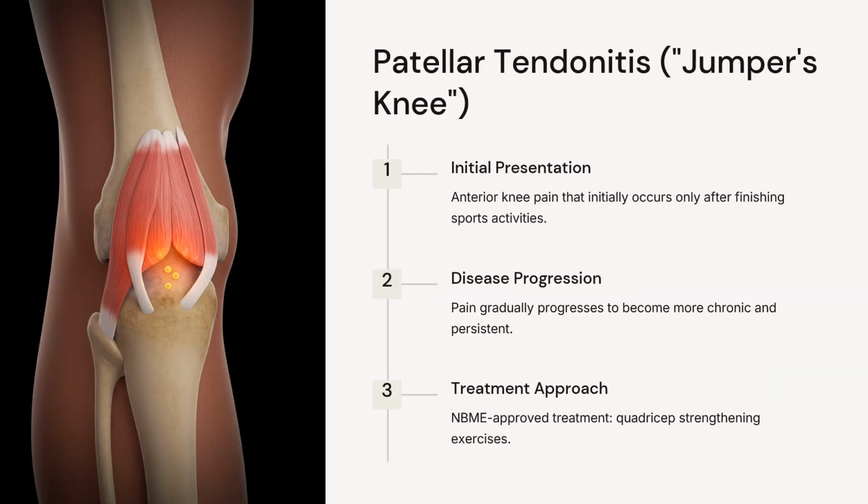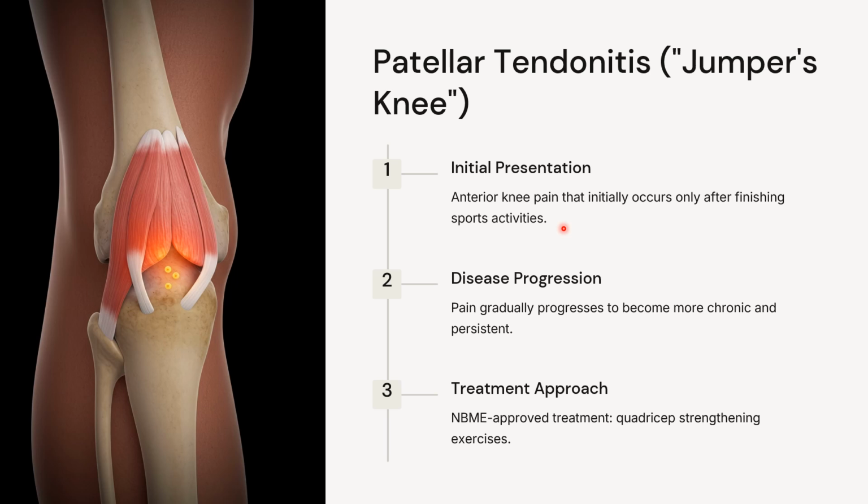What happens in patellar tendonitis? Patellar tendonitis is also known as jumper's knee. Here, the patellar tendon is the tendon which attaches the patella to the tibia, isn't it? So, when that tendon is inflamed, it will result in patellar tendonitis. The initial presentation will be anterior knee pain that initially occurs only after finishing the sports activities.